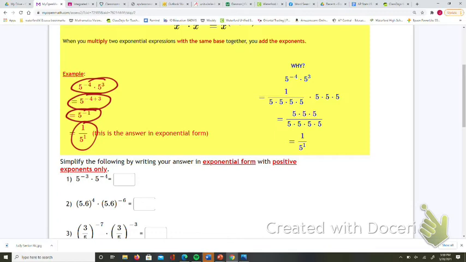Now, you may be wondering, why does that work? Well, 5 to the negative 4 is 1 over 5 times 5 times 5 times 5. And then 5 to the 3rd is 5 times 5 times 5. Now, when you multiply those, you end up with 5 times 5 times 5 over 5 times 5 times 5 times 5. And then you reduce, remember, that reduces to 1, that reduces to 1, that reduces to 1. So in the numerator, all we have is a 1. And then in the denominator, we have 5 times 1 times 1 times 1. 5 times 1 is 5. So we have 5 to the 1st power. Okay?